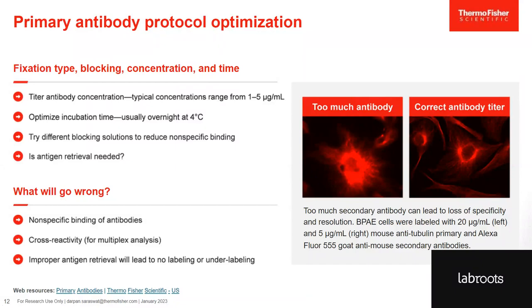If you don't follow these steps, what will go wrong? If you use too much antibody, you will see oversaturation of the signals. With the correct antibody titer, you will see appropriate labeling without non-specific binding. For a multiplex analysis, it's very important to use the right titer of your antibody.